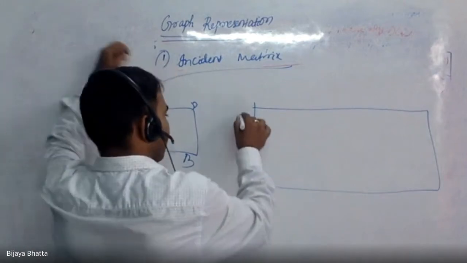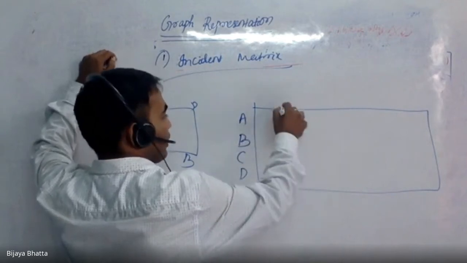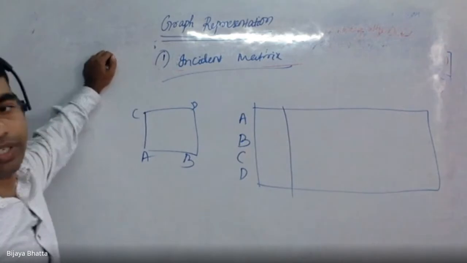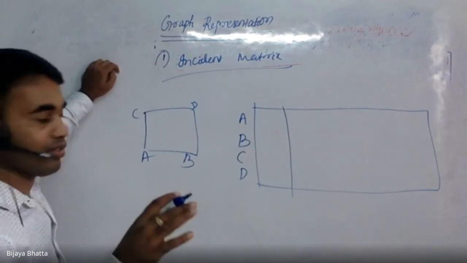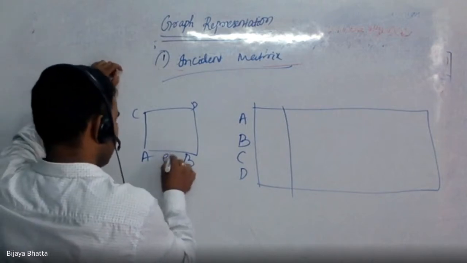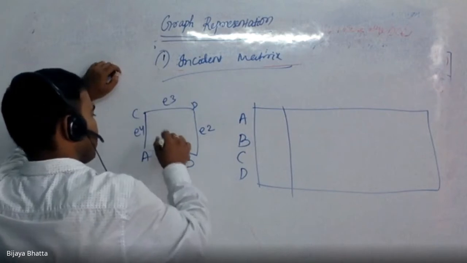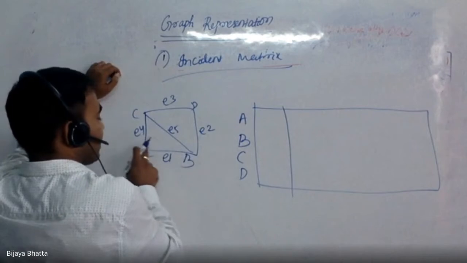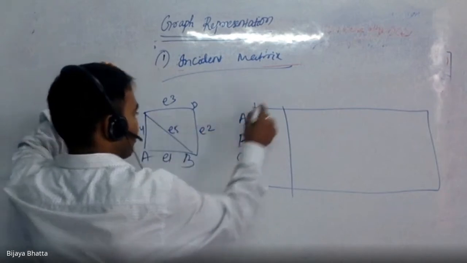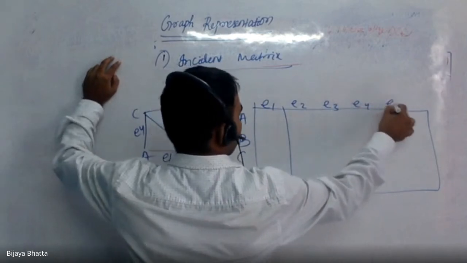So the vertices are going to be A, B, C, D. But here the columns will contain something different. What will the columns contain? The columns will contain all the edges. So let me name them. Let's suppose this is E1, this is E2, this is E3, this is E4. I can have one more edge, which is E5. So how many edges are there? E1, E2, E3, E4, E5.